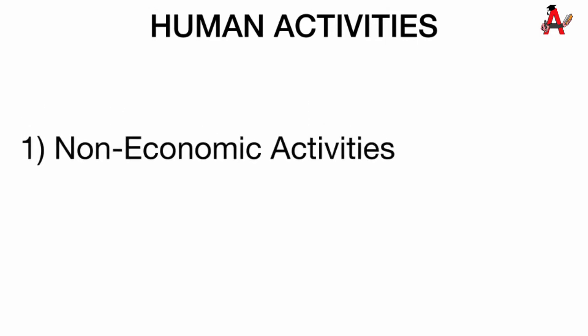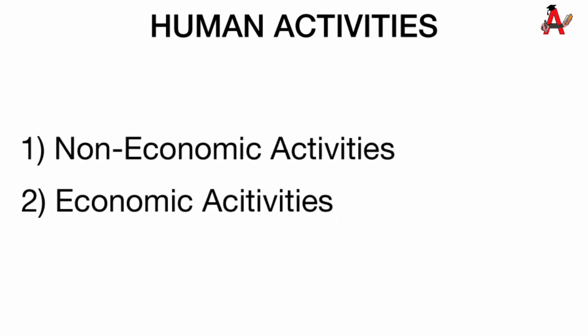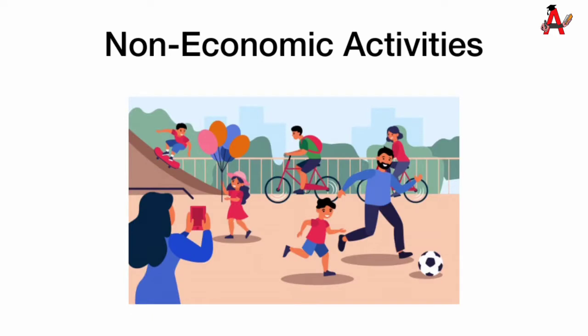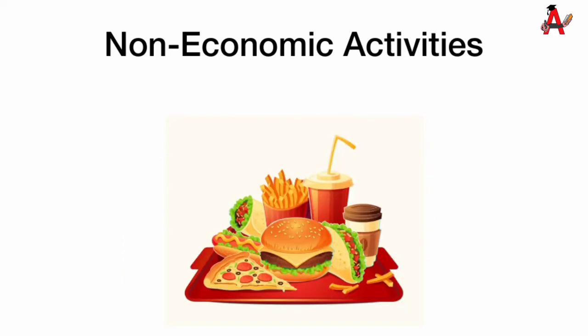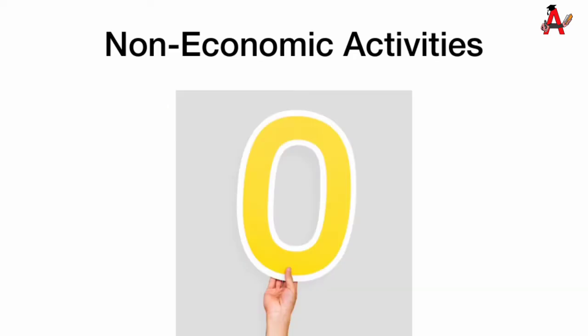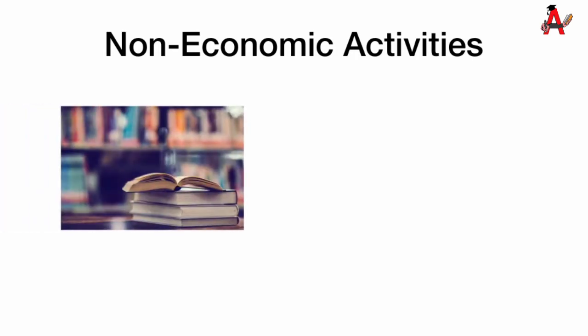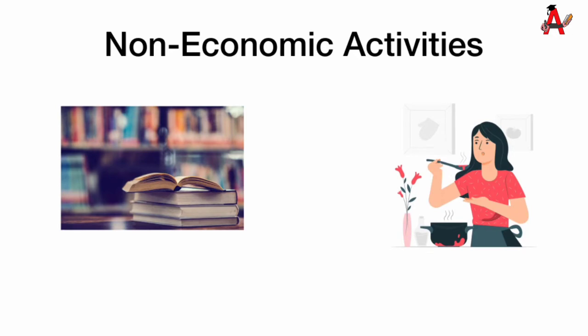In the first part, we will initially discuss human activities. There are two types of human activities. One is non-economic activity and the other is economic activity. Non-economic activities are those human activities which are performed to satisfy personal, social, religious, cultural and sentimental requirements without any monetary expectation. Remember the words without any monetary expectation. For example, we read books, we serve people, our mother or father cook for us. These are all non-economic activities.